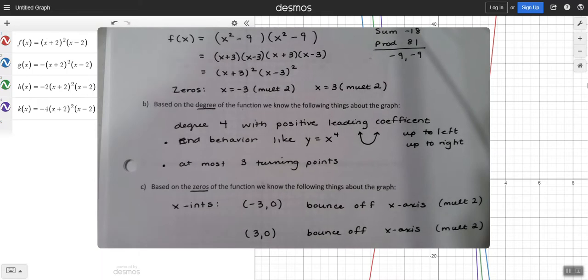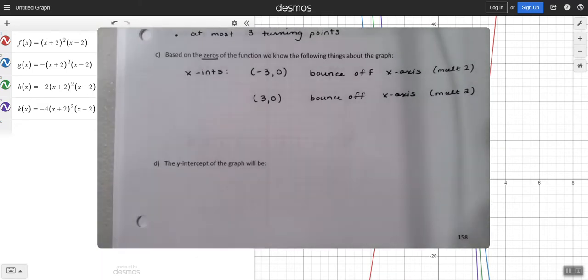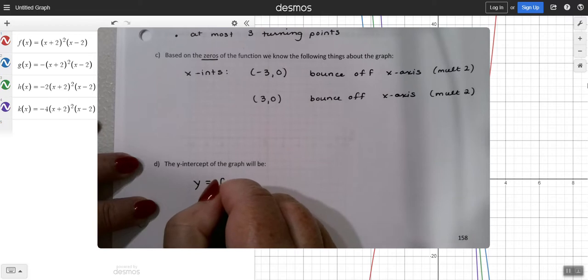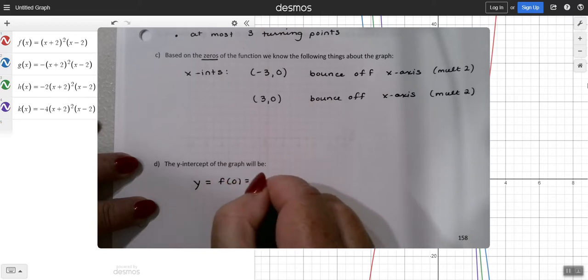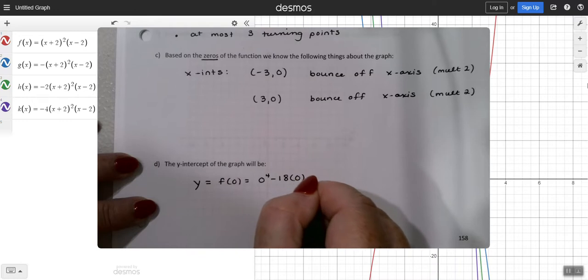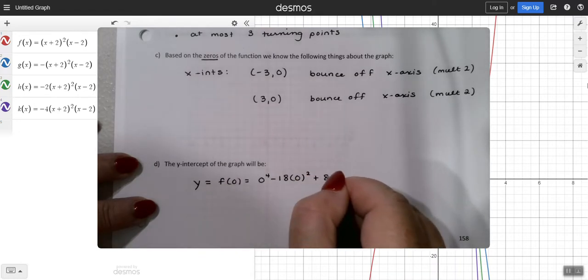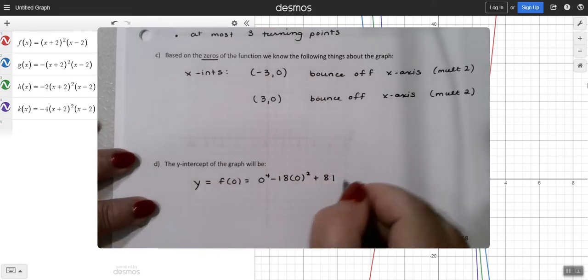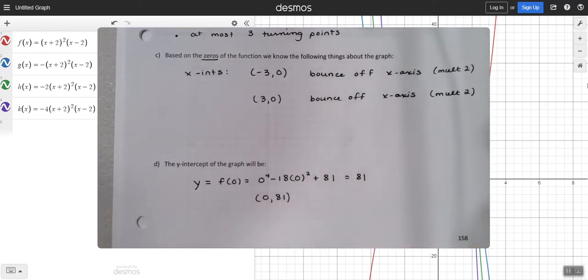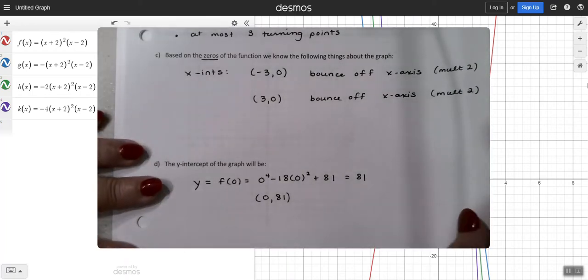All right, finally, the y-intercept, we haven't calculated that, so we can do that. F of 0 is 0 to the 4th minus 18 times 0 squared plus 81, which is 81. So a fairly large y-intercept of 0, 81. All right, let's see how much we can figure out about this graph.